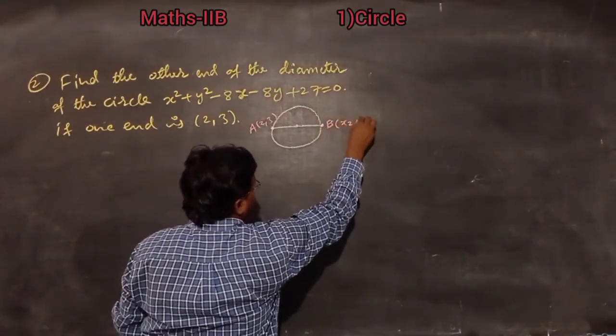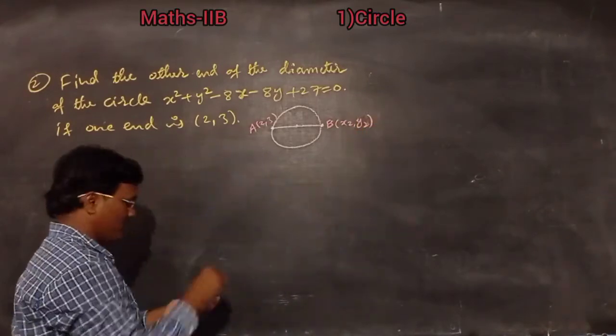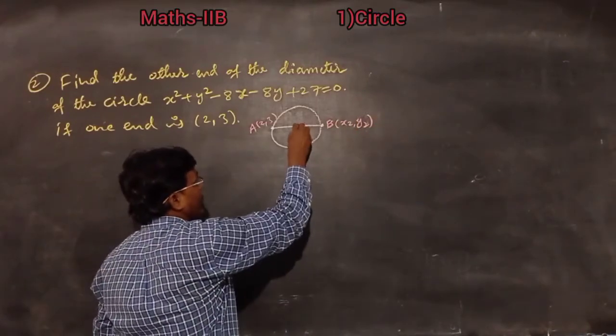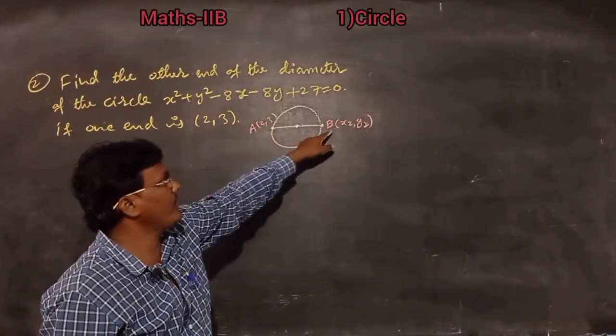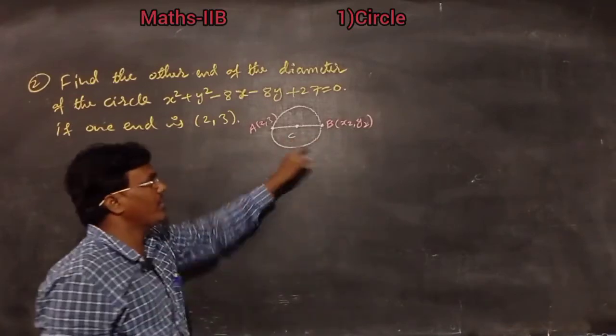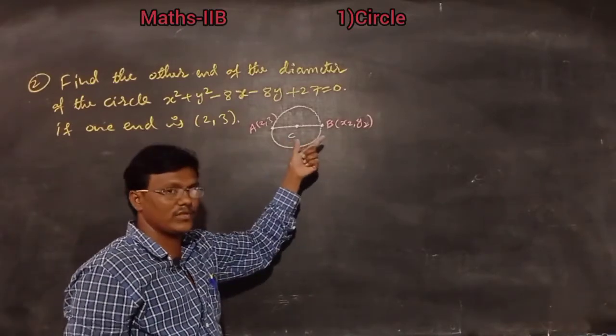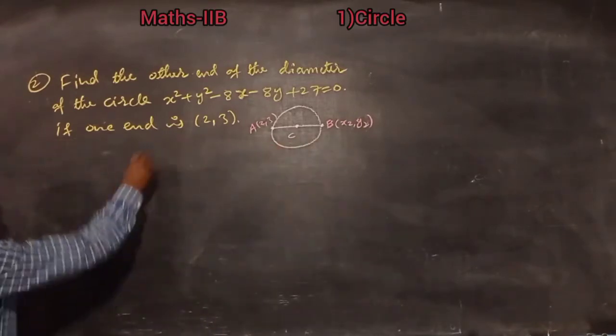So that I am taking here (x2, y2). Already we know that the center of the circle is the midpoint of AB. So center C is the midpoint of A, B. So we have to use that formula. We can solve this problem. Solution.